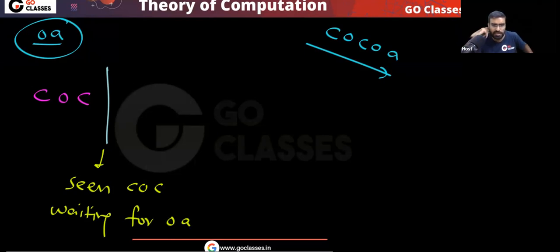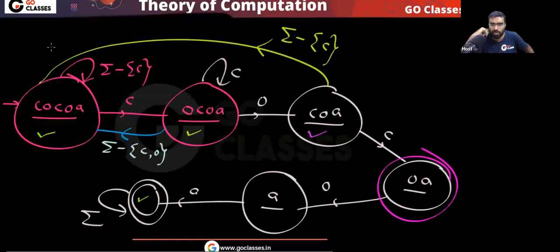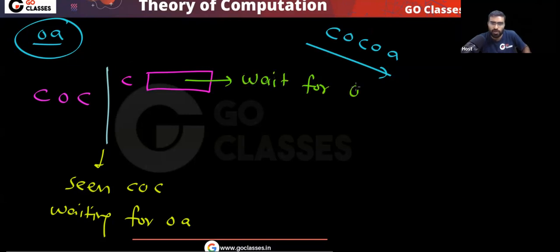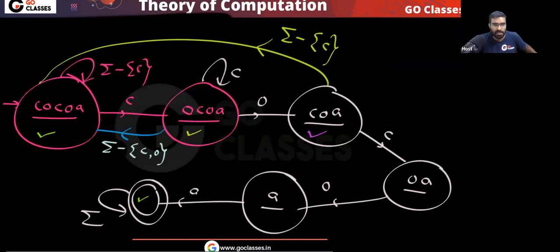Now you tell me, I am talking about this state. If O comes, you know what to do. If C comes, what to do? Let me know. If C comes, then the whole progress is not gone. You will wait for OCOA. Correct? So in this state, if C comes, you will go here.